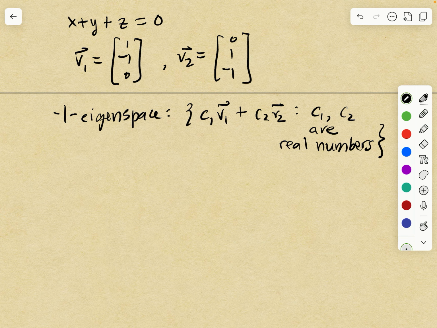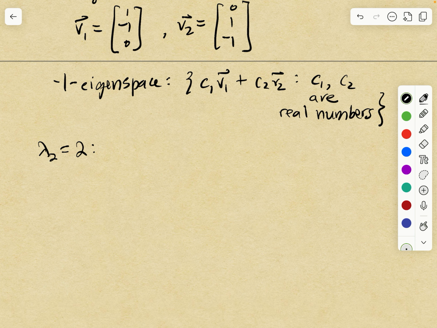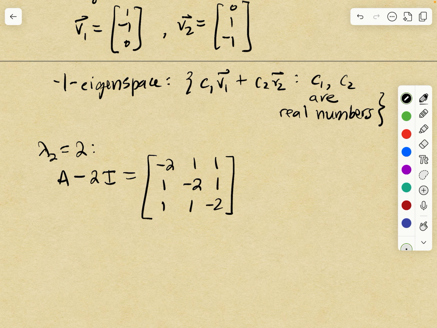Okay, so now let's look at the 2 eigenspace. So that's when lambda is 2, my second eigenvalue. Now I want A minus lambda I, so I get A minus 2I. This time I'm going to get negative 2, 1, 1, 1, negative 2, 1, 1, 1, negative 2. And I'm going to skip the row reduction steps. There are quite a few steps, but when you calculate the reduced row echelon form, you end up getting this matrix.